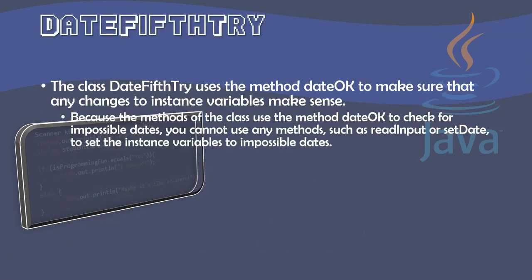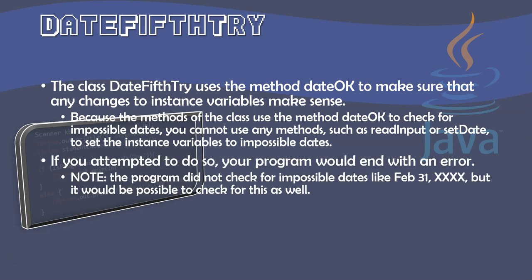So with Date fifth try, let's look at that first method, dateOK, which makes sure that any changes to those instance variables make sense. Because the methods of the class use the method dateOK to check for impossible dates, you cannot use methods such as readInput or setDate to set those instance variables to impossible dates, because again, it's going to make sure that they're valid. If you attempt to do so, your program is going to end with an error.